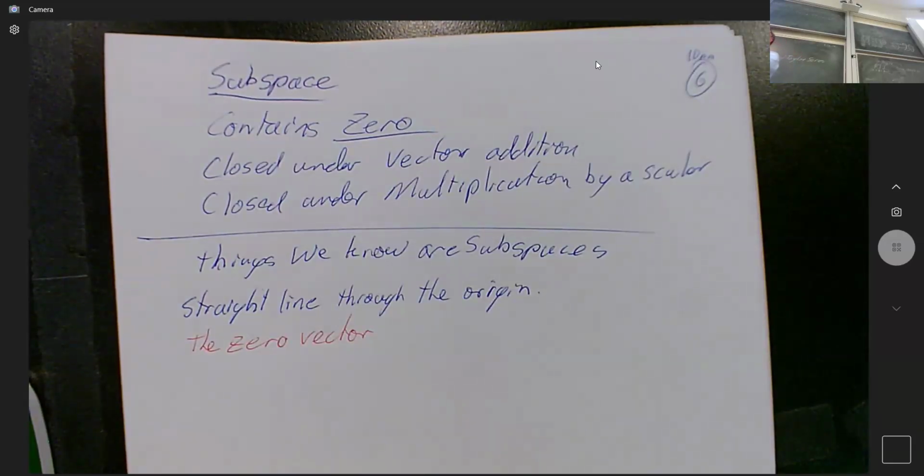Because if you take the set with just zero in it, it contains zero. Woohoo, I'm done. All right. If I multiply that zero vector by a scalar, it's still zero, so it's still in the set. If I were to take two vectors which are in the set, sadly, there's only one vector in there, so I'm going to take zero and add it together, and I'm going to get zero.